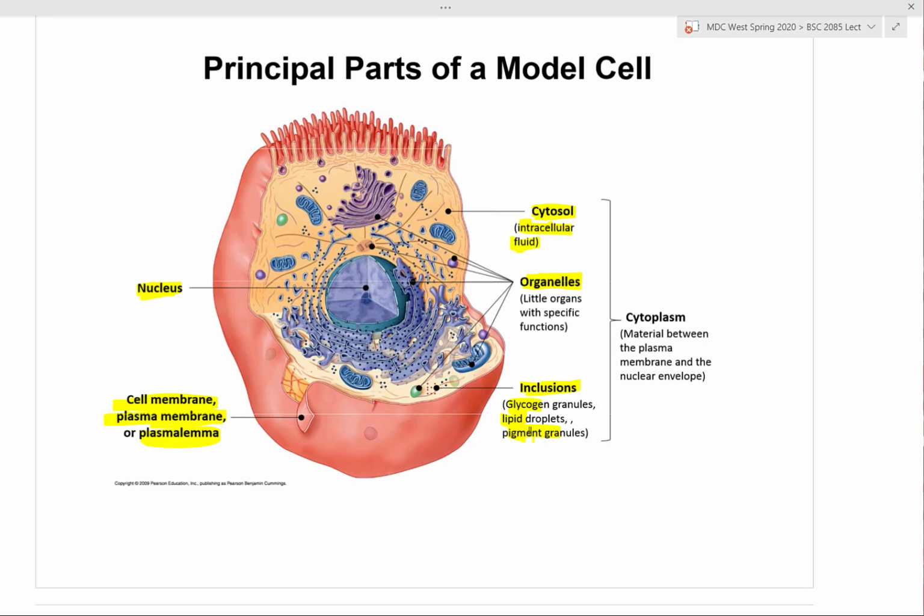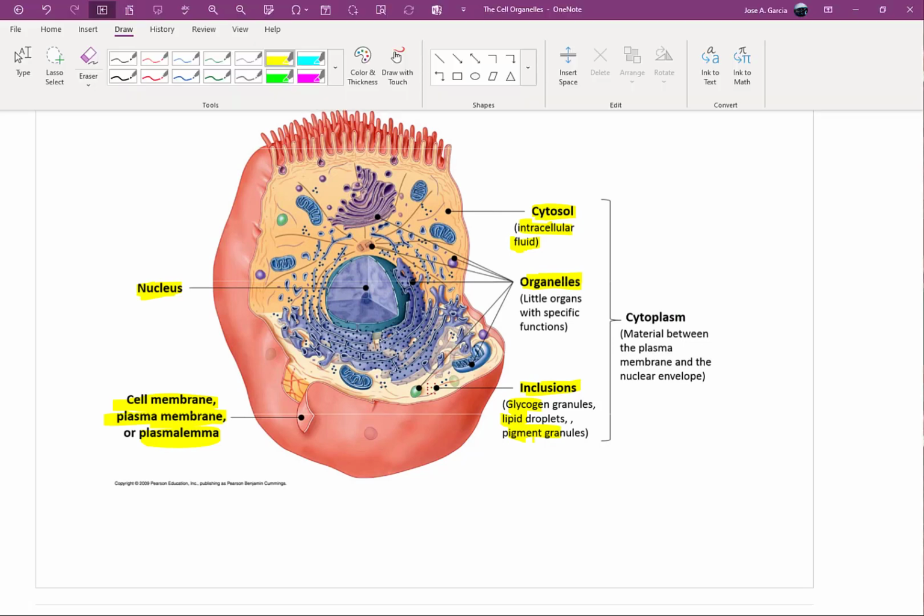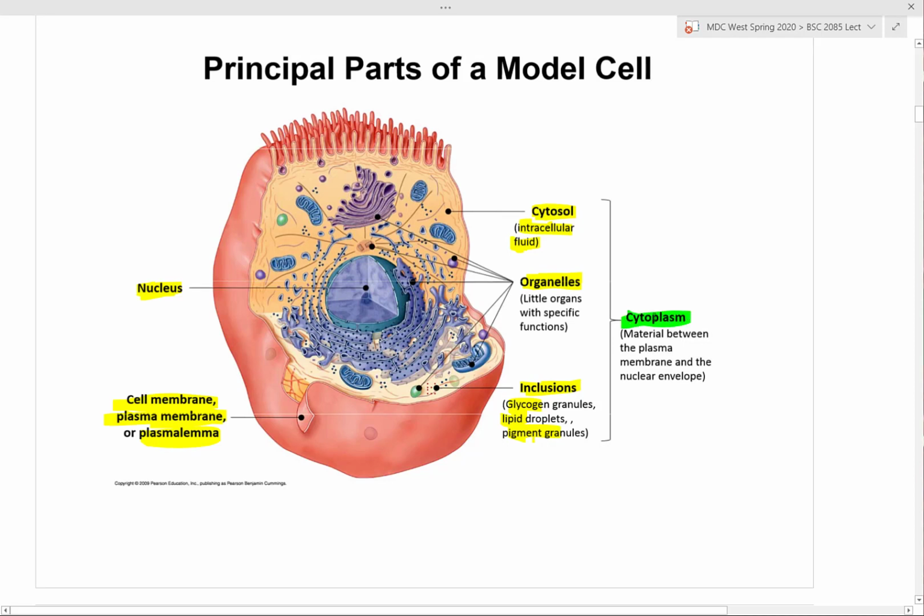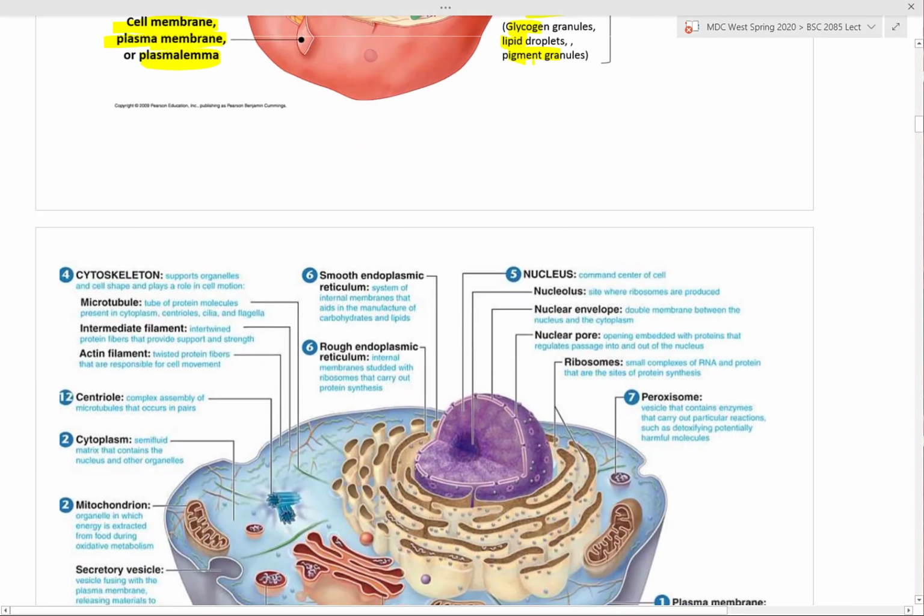The cytosol, the organelles, all these inclusions are part of the what? The cytoplasm. So inside the cell, there are two main areas that your books focus on, and that is cytoplasm and nucleus. So there are going to be cell processes that will take place either in the cytoplasm, which is outside the nucleus, inside the cell, but outside the nucleus, or within the nucleus. Everybody got that? Guys? So the cytoplasm is just the space outside.